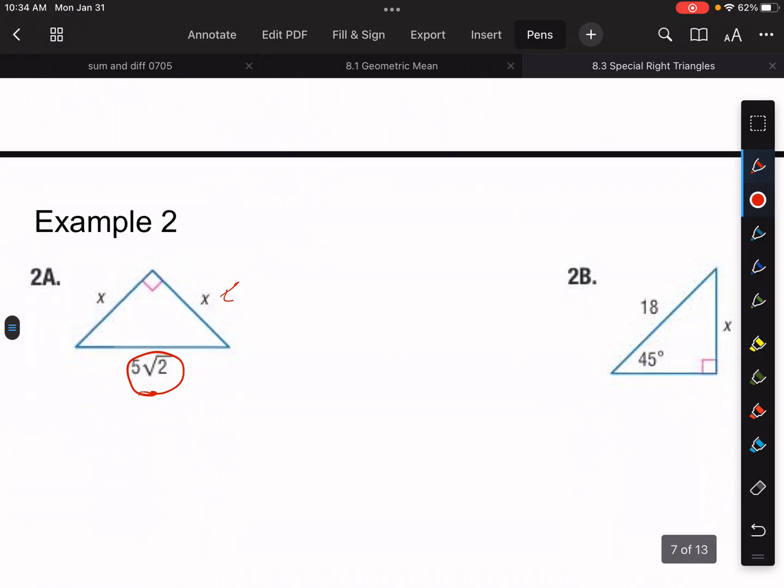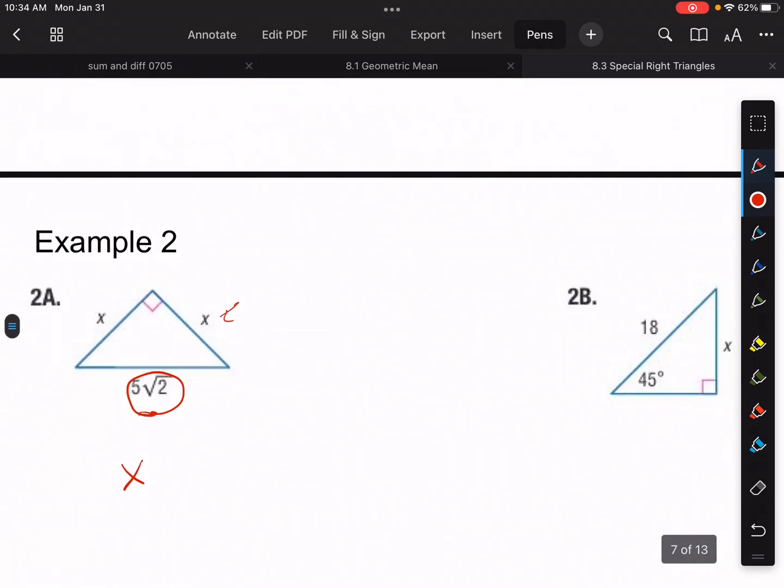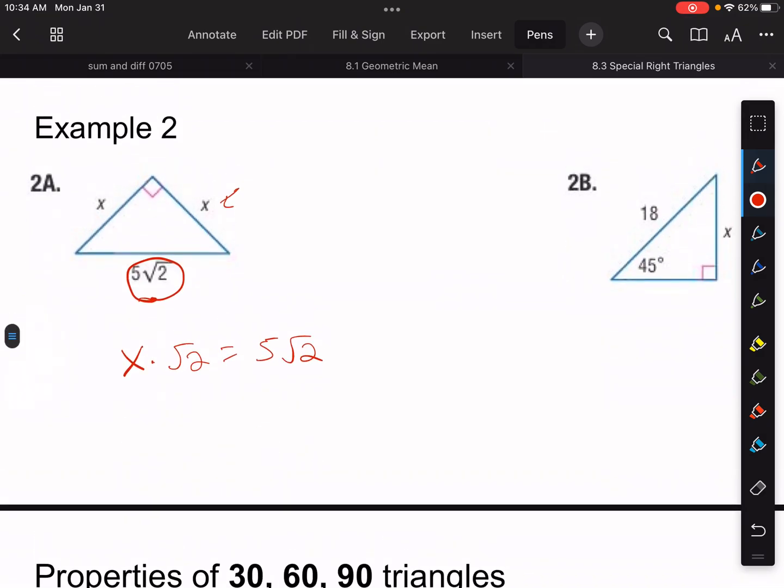So I can say, okay, well, my leg here is x, right? So the leg times root 2 is equal to the hypotenuse, which is 5 root 2. Hopefully you can see here that if these things are truly equal, x would have to equal 5, right? But if you didn't know that, you could divide both sides by root 2. And when you do that, these cancel, x is equal to 5.